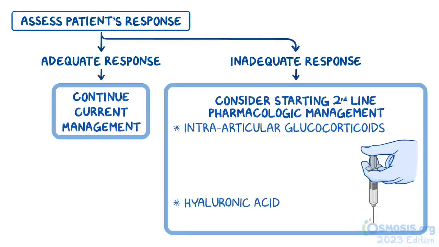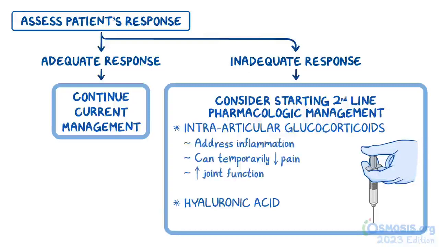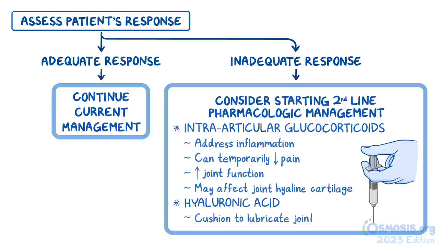Intra-articular glucocorticoids address inflammation and can temporarily reduce pain and improve joint function. But they're being used less frequently as newer evidence shows they may negatively affect the joint hyaline cartilage. In contrast, intra-articular hyaluronic acid acts as a cushion to lubricate the joint.